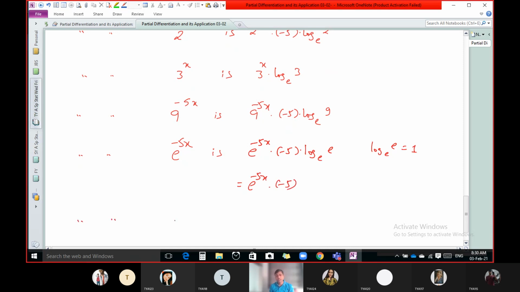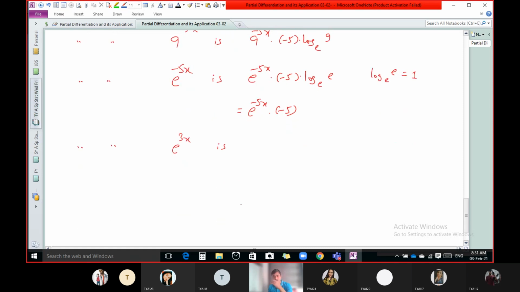Okay, tell me the answer for e raised to 3x. E raised to 3x into 3 log e base e. But log e base e is what? 1. So the final answer is e raised to 3x into 3, or you can write 3 into e raised to 3x. So learn this result. One more result: derivative of log x is 1 upon x.